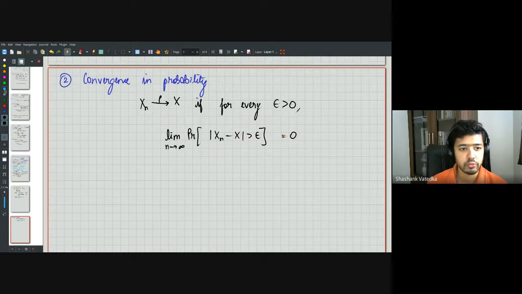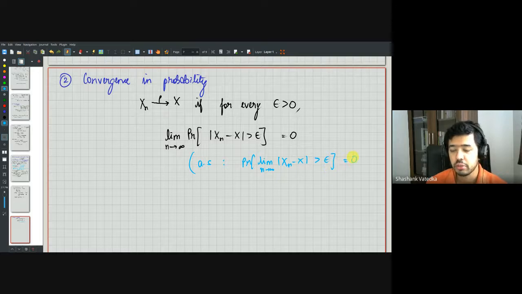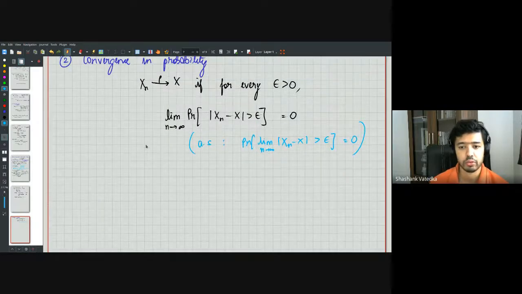So this is different from almost sure convergence, where we wanted the probability that the limit as n tends to infinity of |Xn minus X| is greater than epsilon to be equal to 0, right? So in this case, the limit is within the probability, whereas here it is outside the probability, and it makes a very big difference. Okay, so let's see these examples again.